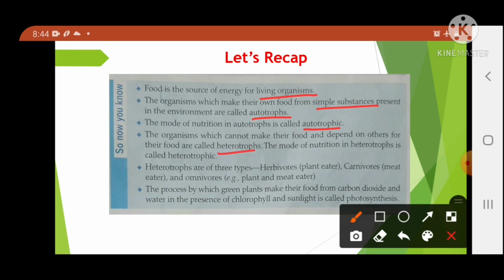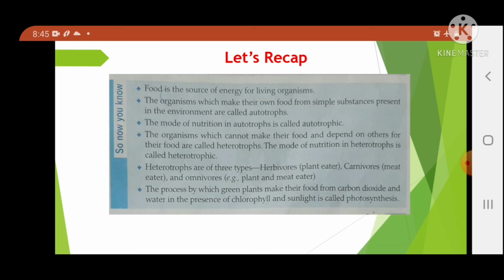The mode of nutrition in heterotrophs is called heterotrophic. Heterotrophs are of three types: herbivore, plant eater, carnivore, meat eater, and omnivore, plant and meat eater. And the process by which green plants make their food from carbon dioxide and water in the presence of chlorophyll and sunlight is called photosynthesis.